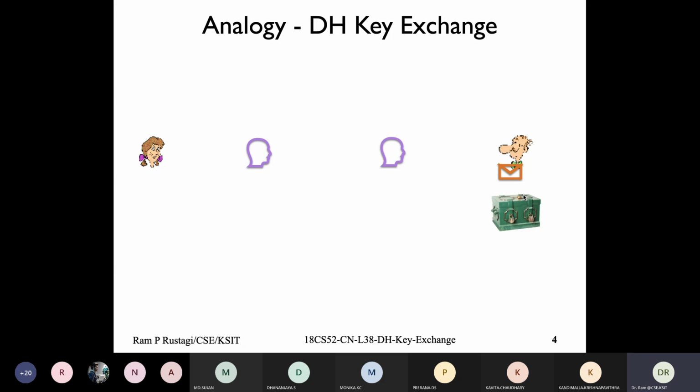Any questions about this approach? Anyone who has not understood how two people can share a secret key among the two, despite other people being in the middle, because they're using a two-lock mechanism.